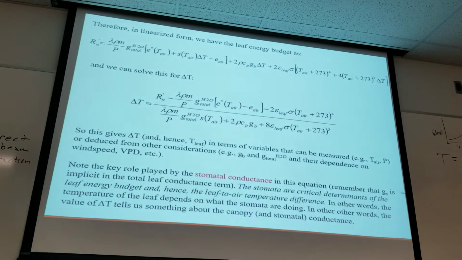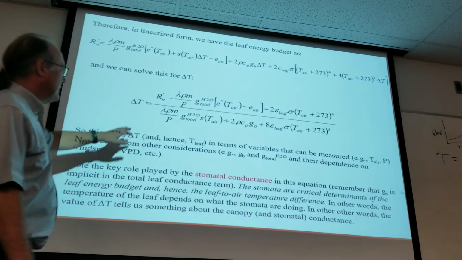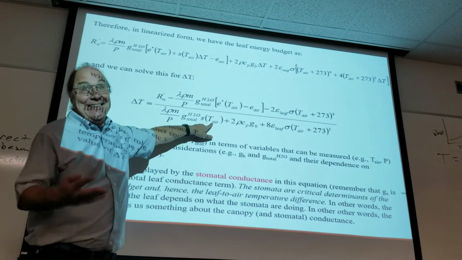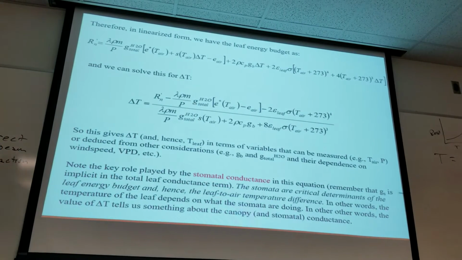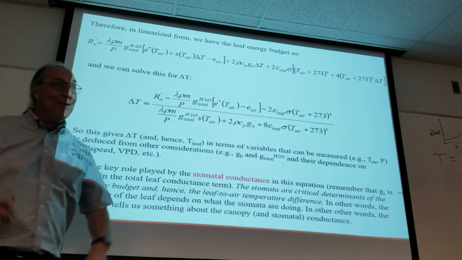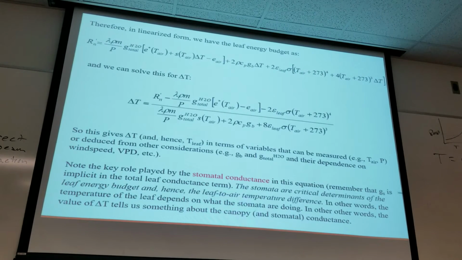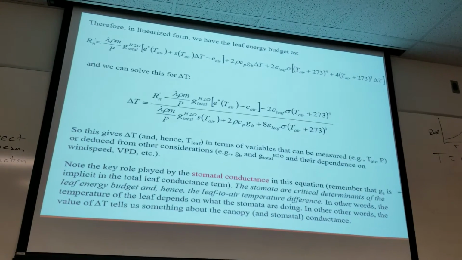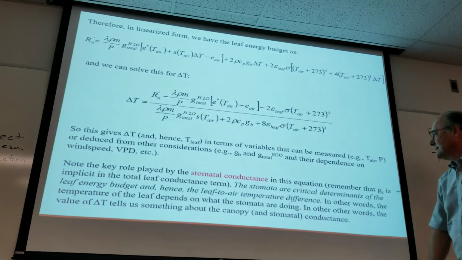In fact, it's the single most important factor that governs the leaf temperature. Well, a couple of factors, right? The air temperature has a big effect on it, right? But the stomatal conductance also has a big effect. The plant can't control the air temperature. The plant can control its stomatal conductance. How? By changing the osmotic potential in the guard cells. And there you have it. That's the key role that's played by stomatal conductance in this equation.